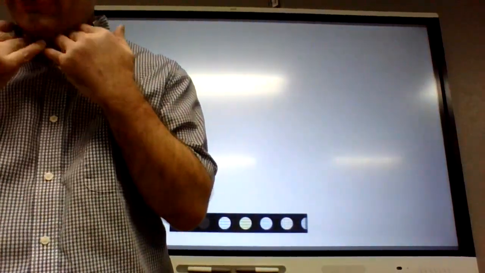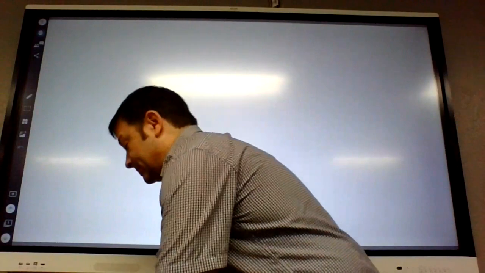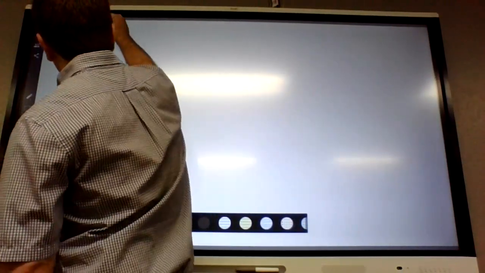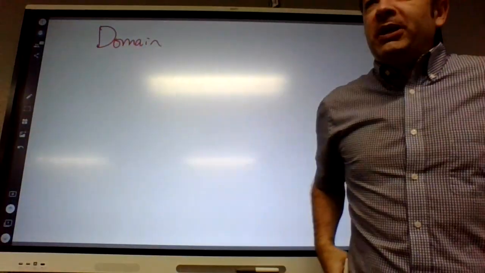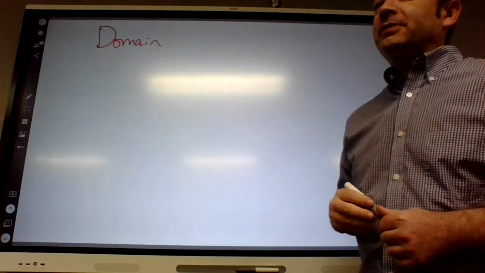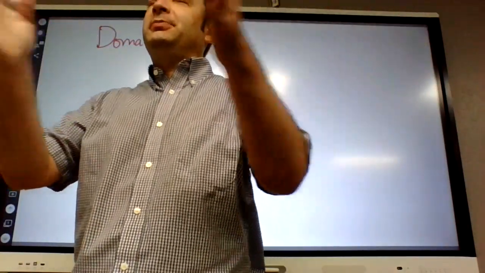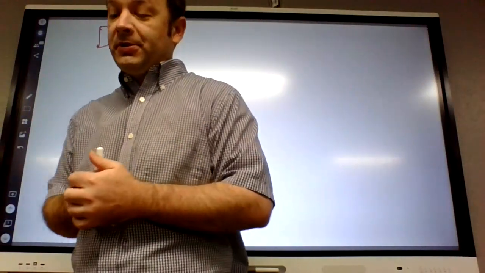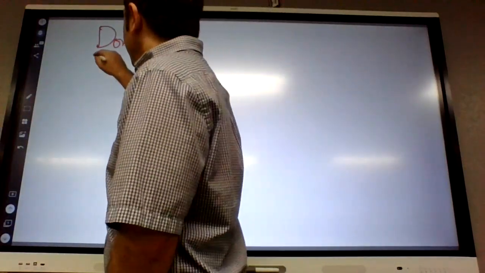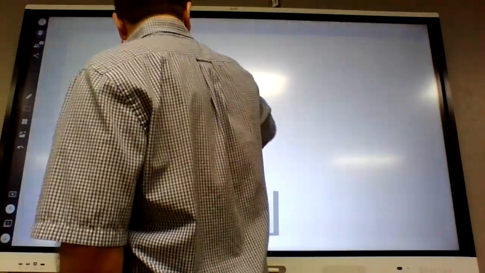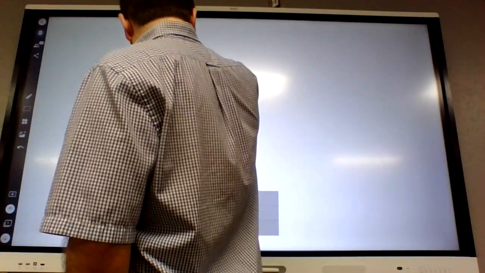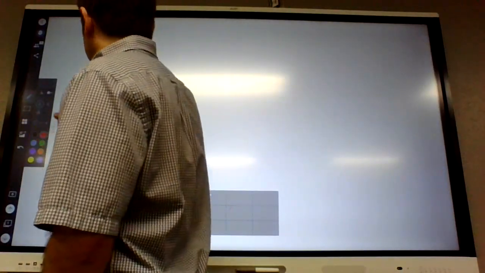Okay, so we're on number 1. You guys remember what domain means? This is one of the 4 areas. Domain, range. Domain is like the x values. So on the graph, it tells you how far left and right the graph goes, and the range is like the y values. The range is the y values, so on the graph it tells how far up and down it goes.